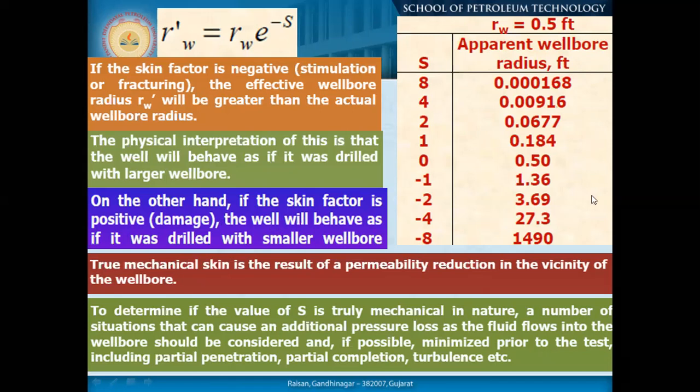Okay, so the mathematics, if you just go through it, the values will be easily visible to you. Zero skin means you are getting the exact wellbore radius. But if you have a negative skin, okay, to determine if the value of skin is truly mechanical in nature, a number of situations that can cause an additional pressure loss as the fluid flows into the wellbore should be considered. I'll just show you what the differences are. So you got it, this is normal skin.